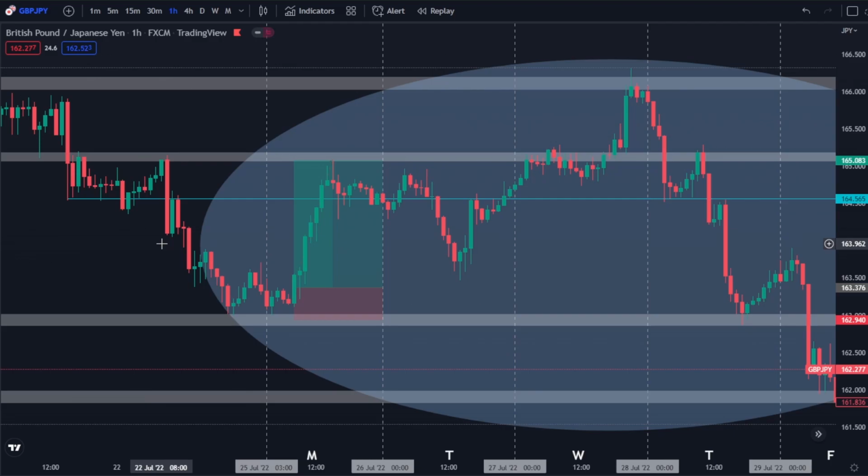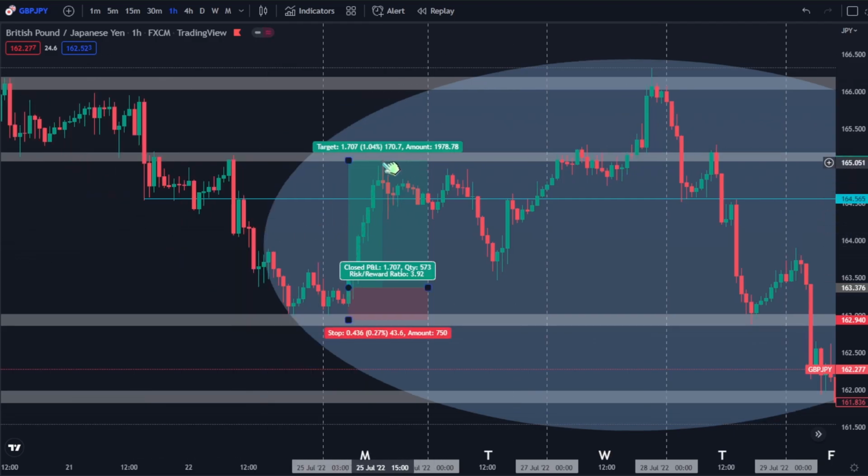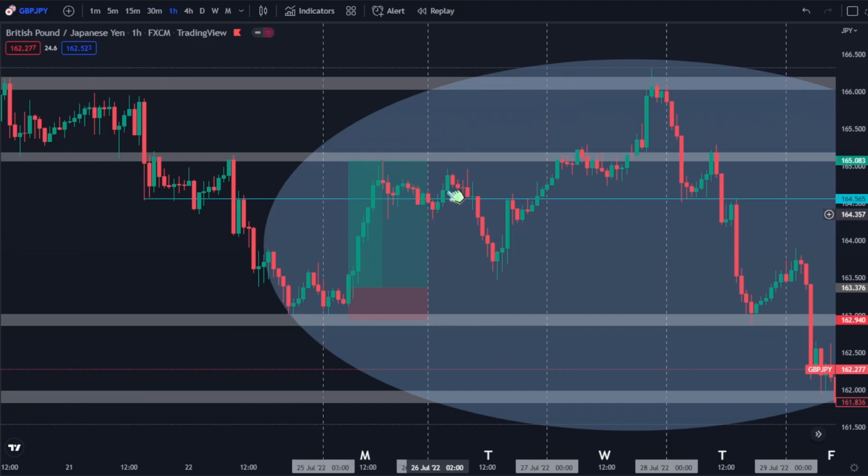Now, after Monday is finished, at the end of Monday, the market rejected this level. So we're going to be looking for a short. There's no way we're going to look for a buy unless, like I mentioned, it breaks above 165. Then it will continue to the next resistance level.